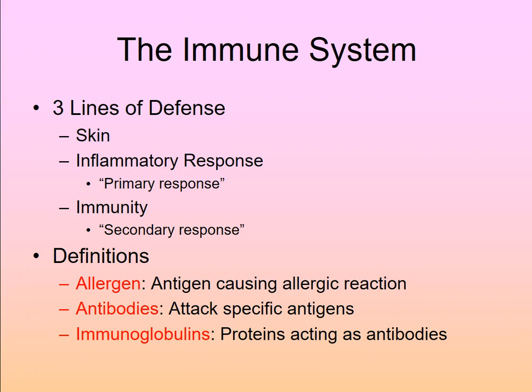Once the bad guy does get in, you really have three lines of defense. Obviously, the skin is going to keep the bad guy out, so that's your first line of defense, and then you've got an inflammatory response, which is the primary response, and an immune response to deal with this invading bad guy. If that invading bad guy, which we're calling an antigen, becomes an allergic reaction, that antigen is now referred to as an allergen. And your body is going to try to create antibodies to fight that specific antigen off.